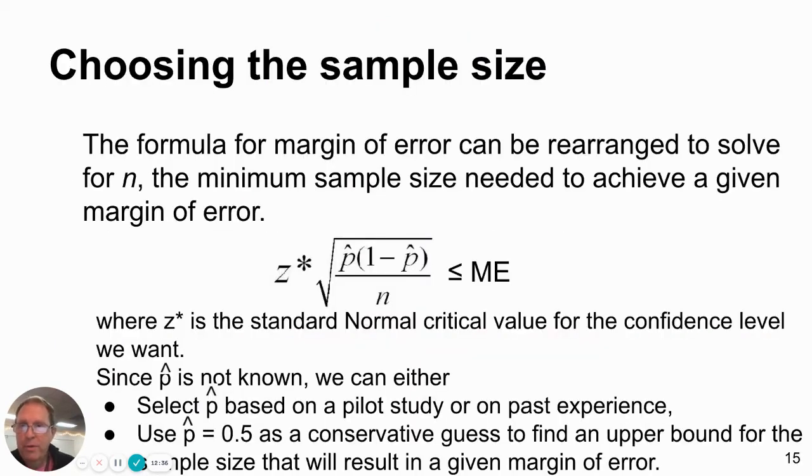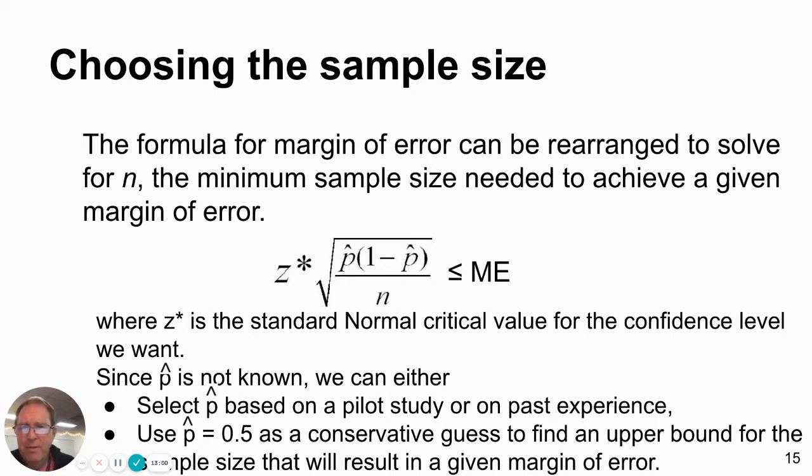One more item we need to work on is choosing the sample size. Sometimes we'll give you a problem and ask you, what is the minimal sample size that will generate the margin of error that we want? So the formula for a margin of error can be rearranged to solve for the sample size n, the minimum sample size needed to achieve the given margin of error.